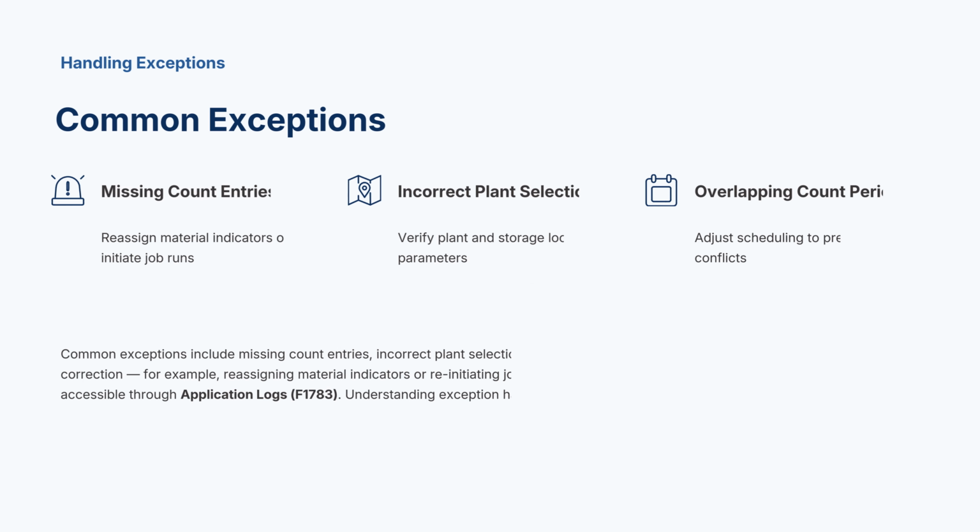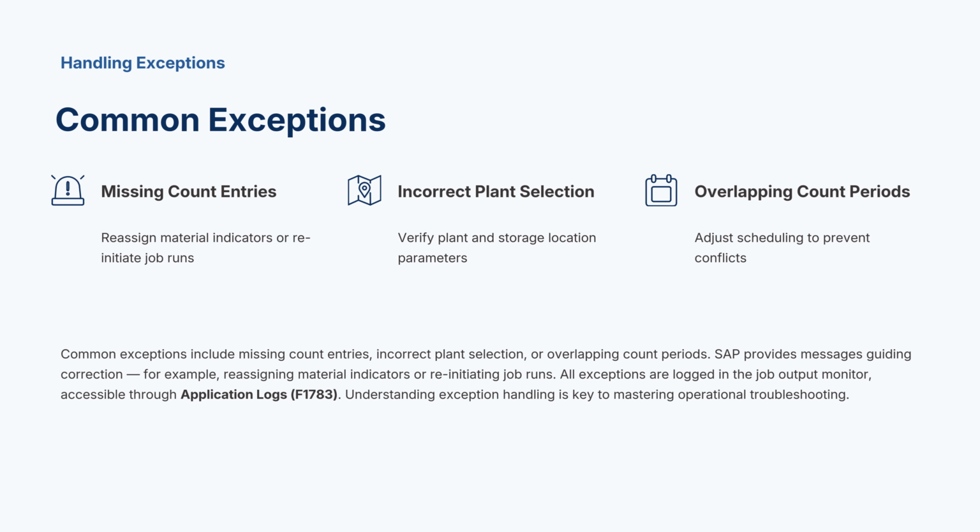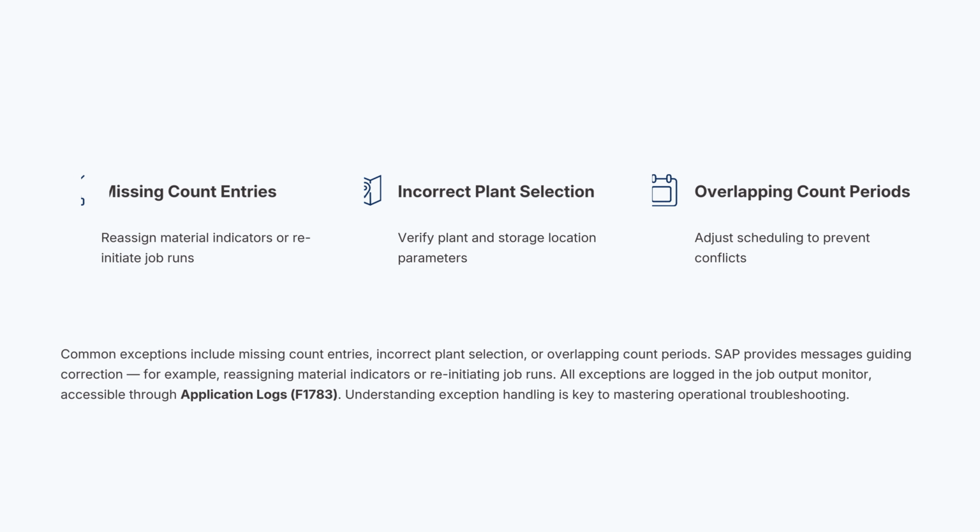Handling exceptions. If a count job fails or certain items are skipped, SAP flags these exceptions automatically. Typical errors include missing count entries, incorrect plant selection, or overlapping periods. Check application logs, F1783, for detailed messages. Rerunning the job or correcting master data usually resolves these issues quickly. Understanding exception handling demonstrates real operational competence.